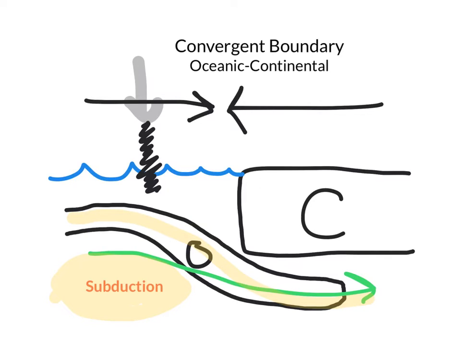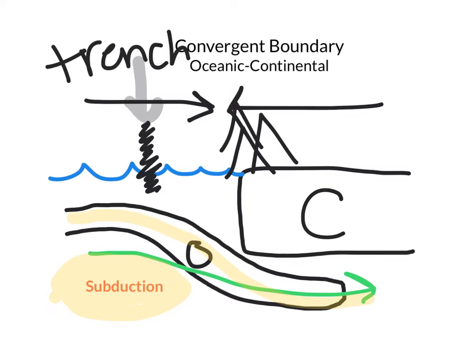So then one more thing that we could have formed, so we know that this is our trench, is this actually can also make volcanoes.